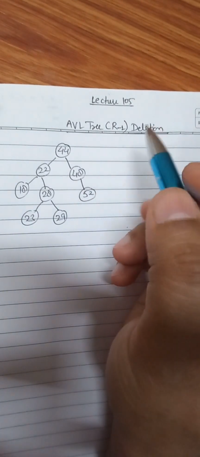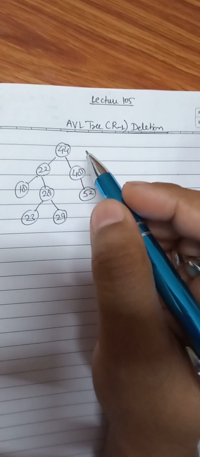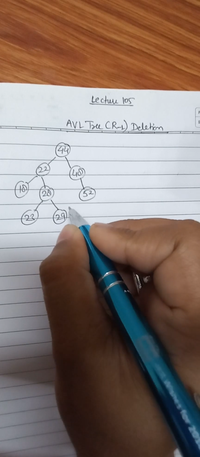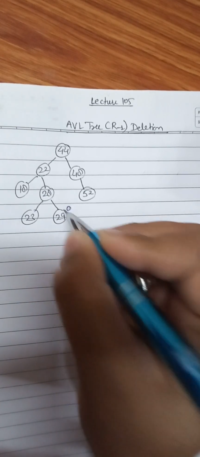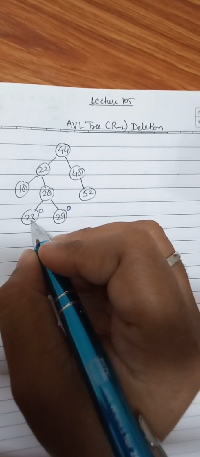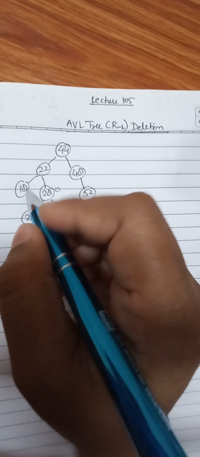AVL tree deletion. Today we are going to learn, and suppose this is a tree. First it is given, so first we will cross check the balancing factor. As 29 has no child, the balancing factor is 0. 23 has no child, so the balancing factor is 0. 28 has one child on the left hand side and one child on the right hand side, so the balancing factor is 0. 18 has no child, so the balancing factor is 0.